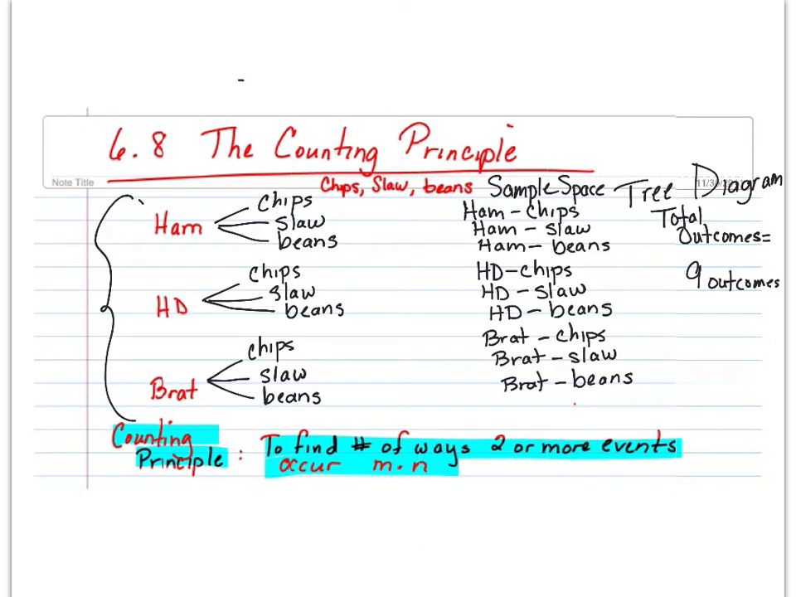Well, notice that we have 3 options for the main dish, right? How many did we have for the sides? 3. How do you think you can get 9 outcomes without drawing the tree diagram? Jackson? 3 times 3, and that's what the fundamental counting principle says. It says to find the number of ways 2 or more events occur, you take m times n.